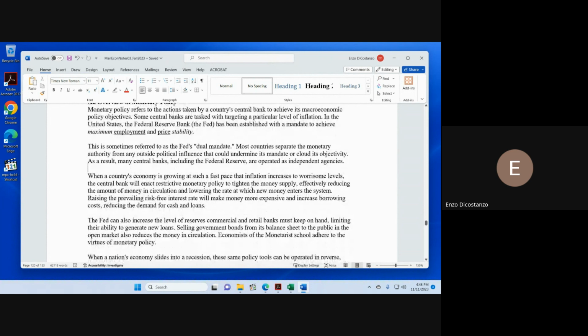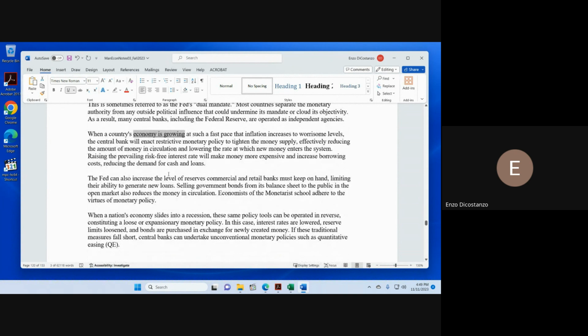So if the country's economy is growing at a fast pace, such that inflation increases to worrisome levels, the central bank will enact restrictive monetary policy to tighten the money supply, reducing the amount of money in circulation, lowering the rate at which money enters the system. Raising the risk-free interest rate makes money more expensive and increases borrowing costs, reducing the demand for cash and loans. Okay, so this is when the economy grows at a fast pace.